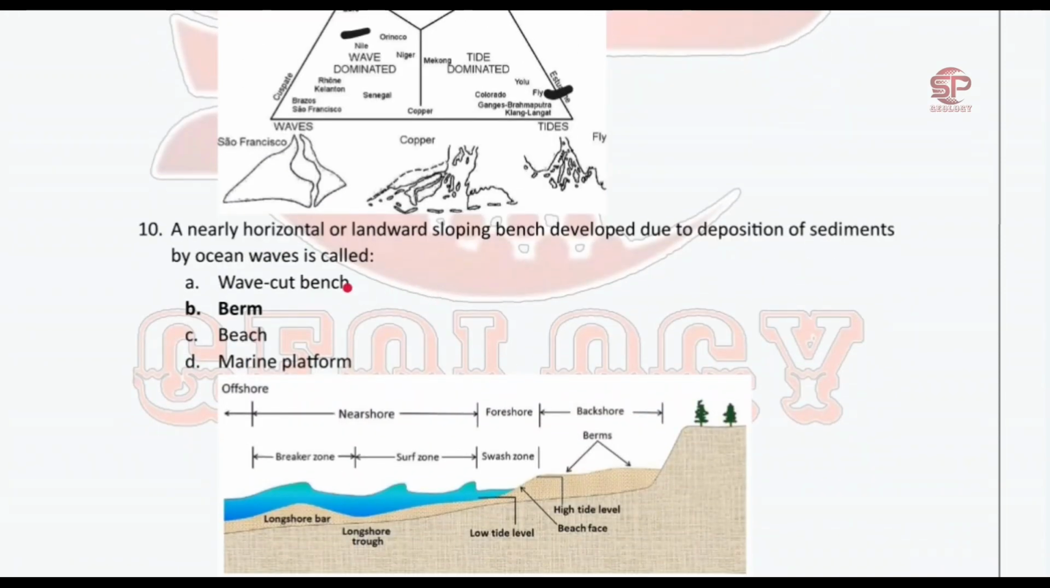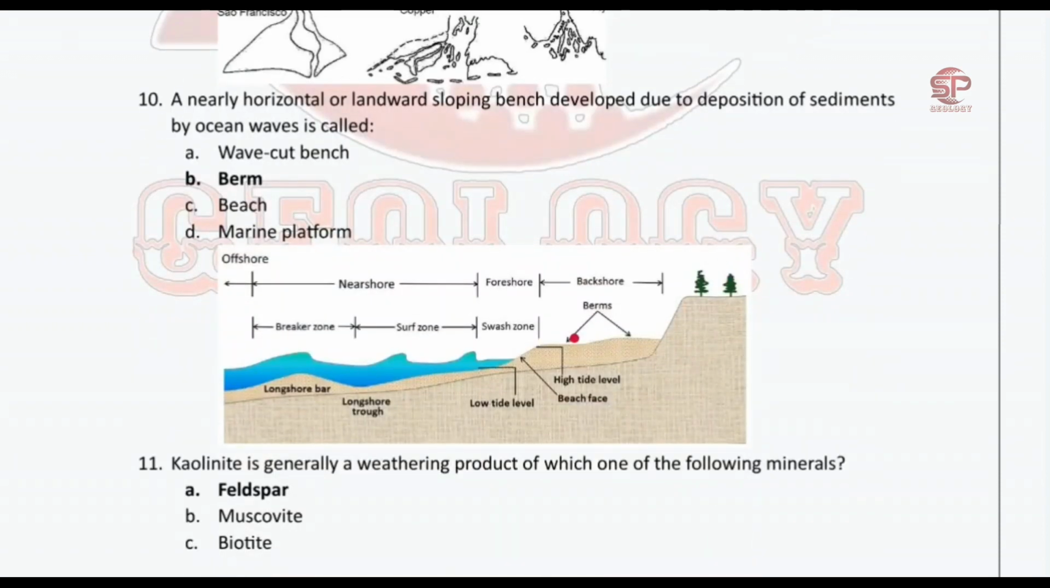It comes to a nearly horizontal or landward sloping bench developed due to deposition of sediment by ocean waves. So this will be your bar. It is a nearly horizontal deposit that divides the foreshore and backshore, sloping towards the ocean and also sloping towards the landward. So that's why the answer will be bar.